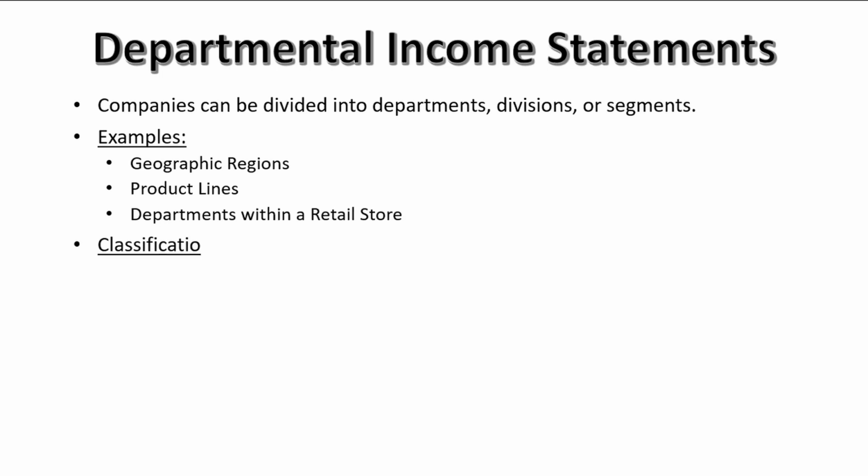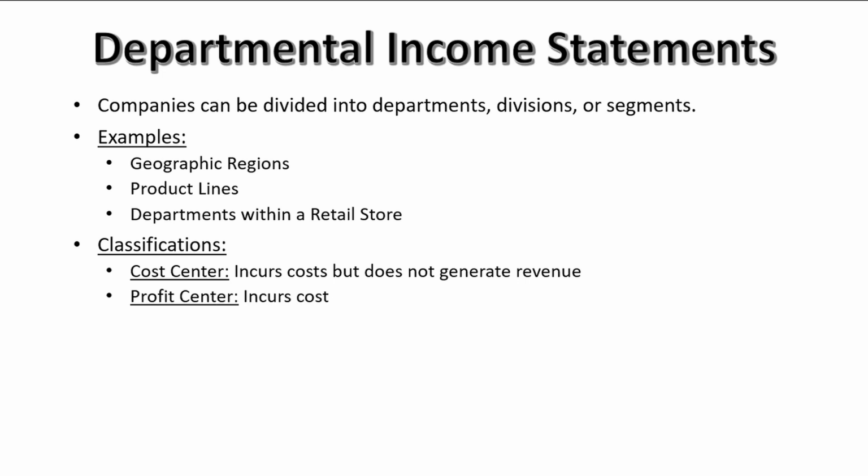Most departments can be classified as either cost or profit centers. A cost center does not generate any revenues, and therefore is only evaluated based on costs that it incurs. Examples include manufacturing departments or service departments such as accounting or purchasing. A profit center incurs costs just like a cost center, but also generates revenues. Profit centers are evaluated based on both their ability to generate revenues and their ability to manage costs. An example might be the electronics department within a superstore.